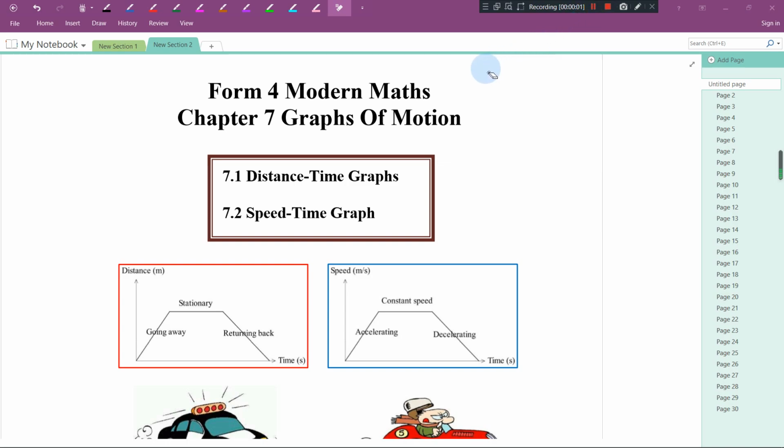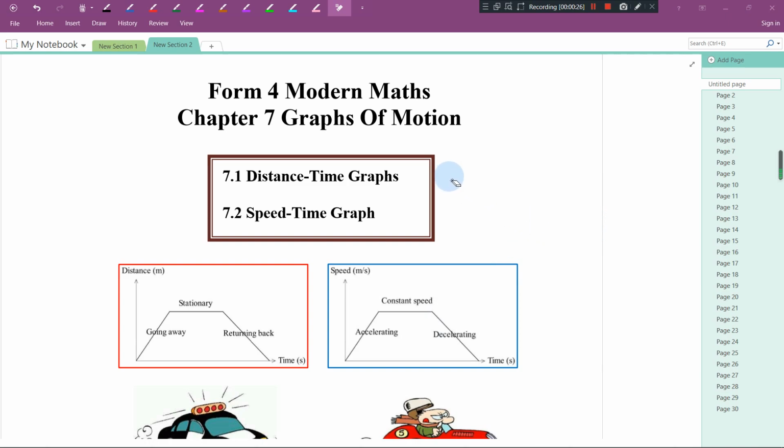Hi everybody, in this video let's look at the new chapters. Chapter 7, Graph of Motions. This is Form 4 Mathematics. In this chapter you are going to deal with a lot of graphs which involve motions. These are the two types of graph that you are going to learn in these chapters: distance against time graph and speed against time graph.